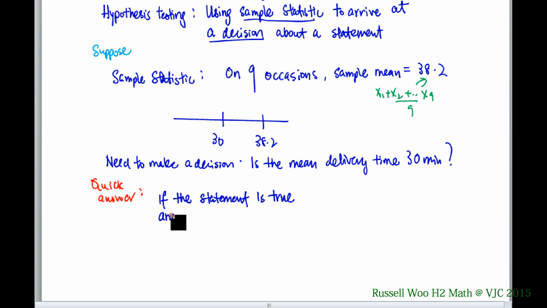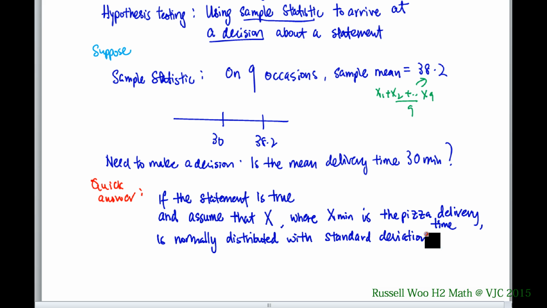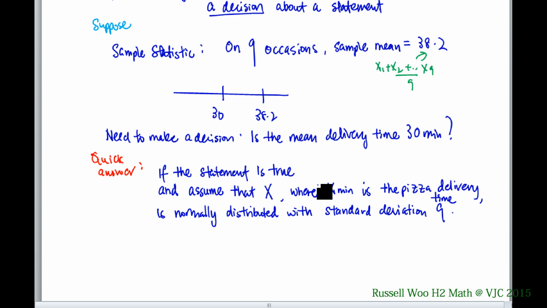normal, and assume that x, where x minutes is the pizza delivery time, is normally distributed with standard deviation nine. Now, this is a very big assumption, okay? This is a very big assumption. That means what we are saying is from long-term data, from very long ago, we realize that we assume that x follows a normal distribution, and we know that the standard deviation is 9.